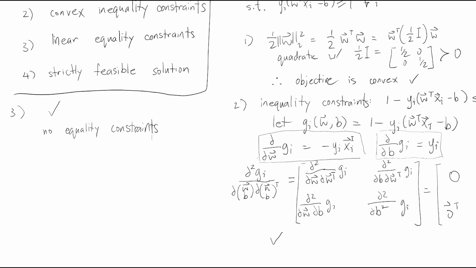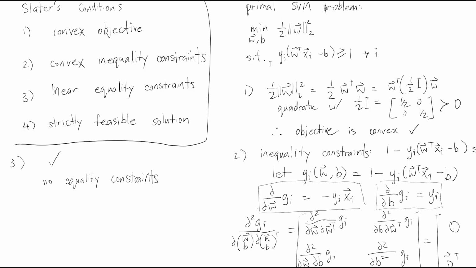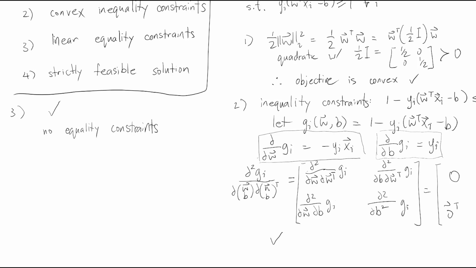Okay, so now we just need to show that the SVM problem has a strictly feasible solution. For this one, we're not going to go through a lot of complicated math. We're going to be using our geometric interpretation. Recall that a while ago we picked a scale for the SVM problem, such that the 2-norm of w is equal to 1 over m, and m was the margin.